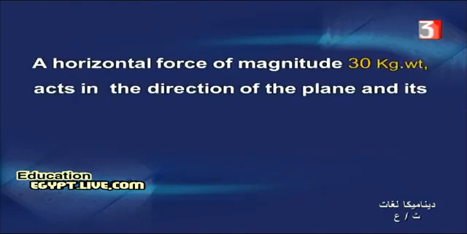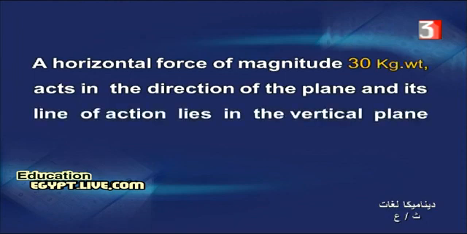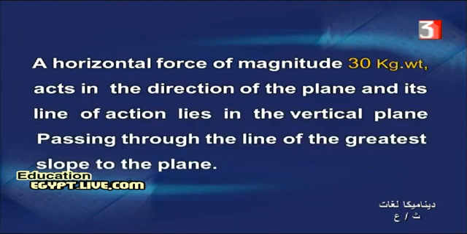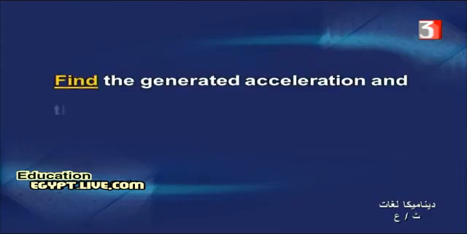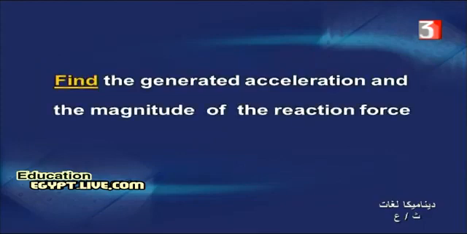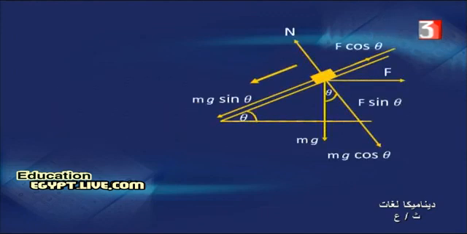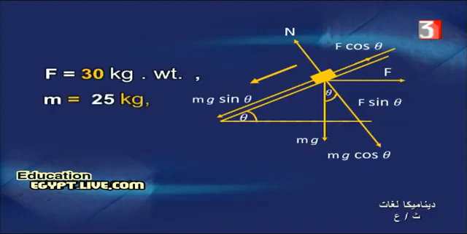Another example. If a body moves on a smooth inclined plane, inclined with an angle of measure theta, under the action of its weight only, then its acceleration of motion equals g cosine theta, g sine theta, or 0.